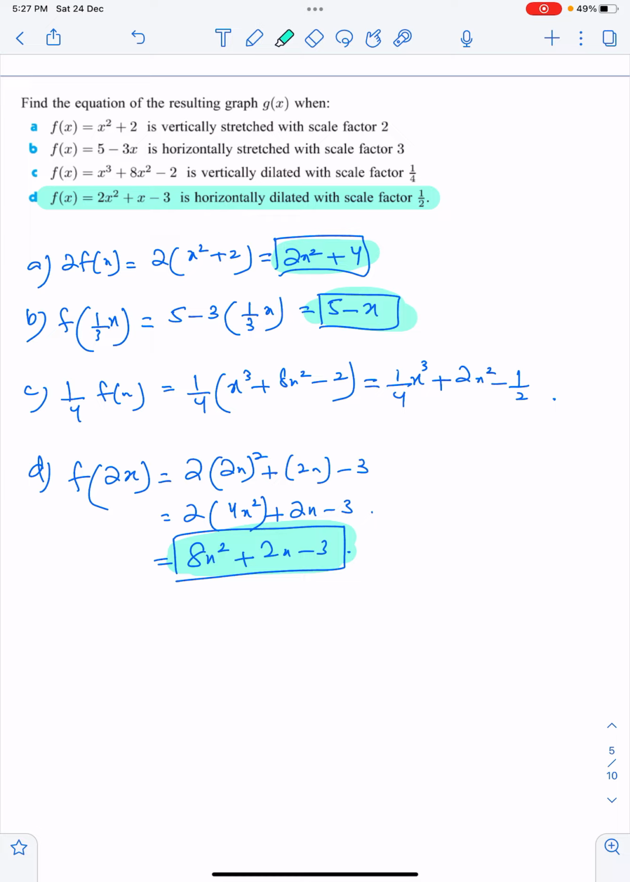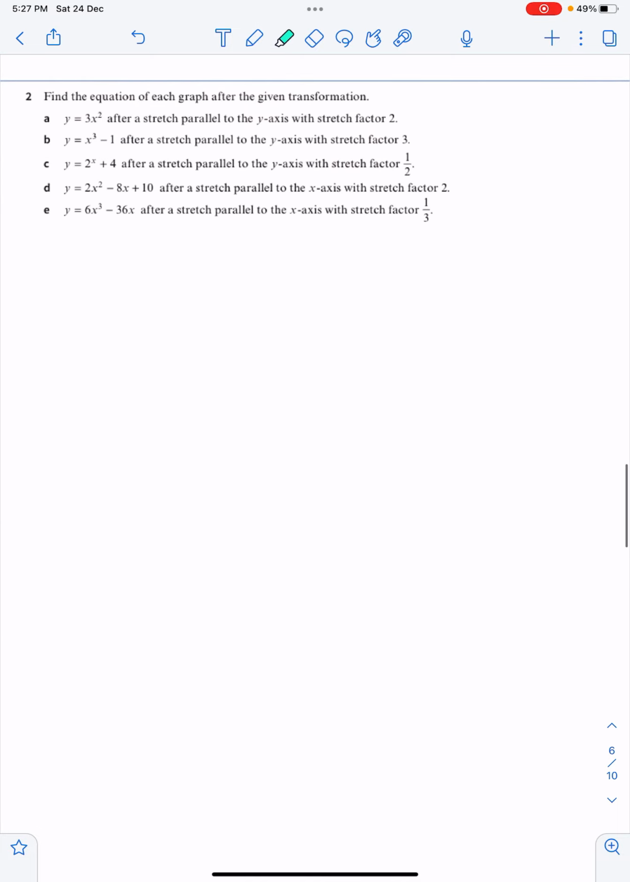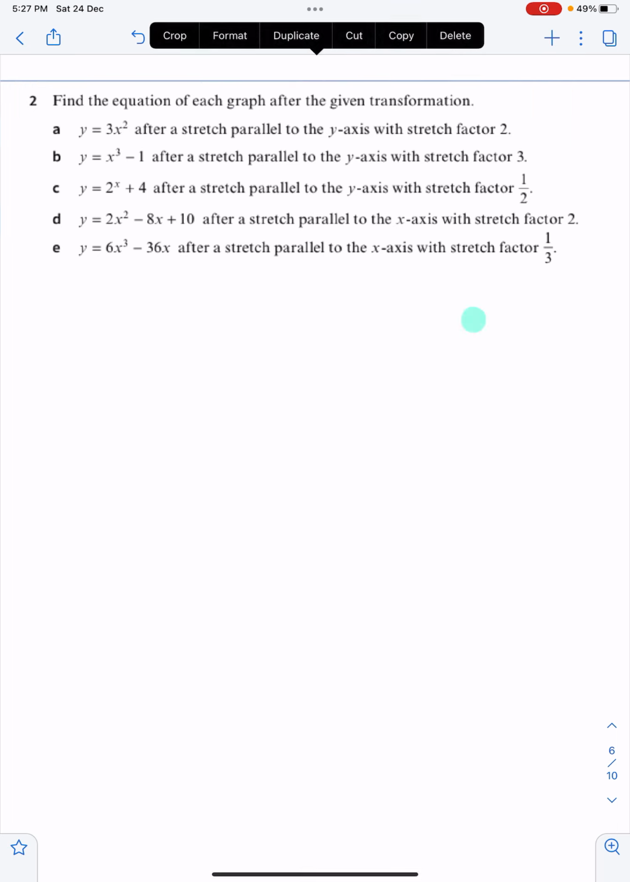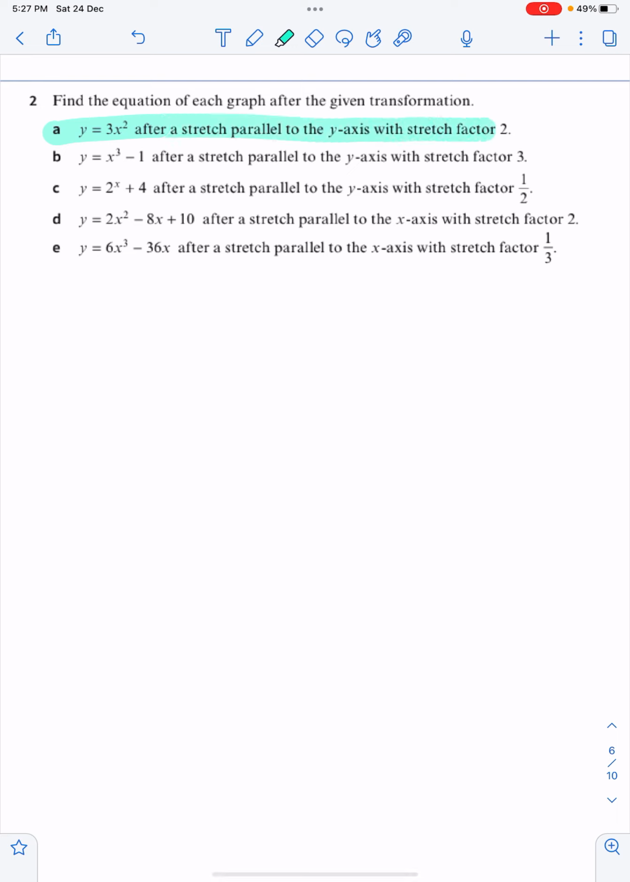Okay. Moving on to the next question, question number 2. It says find the equation of each graph after the given transformation. Okay, y equals 3x square after a stretch parallel to the y-axis with stretch factor 2. That means you have to give it a vertical stretch. So, you just have to multiply the equation by 2. So, this will become 6x square. This is the equation, y equals 6x square. This is the answer to the first part of the question.